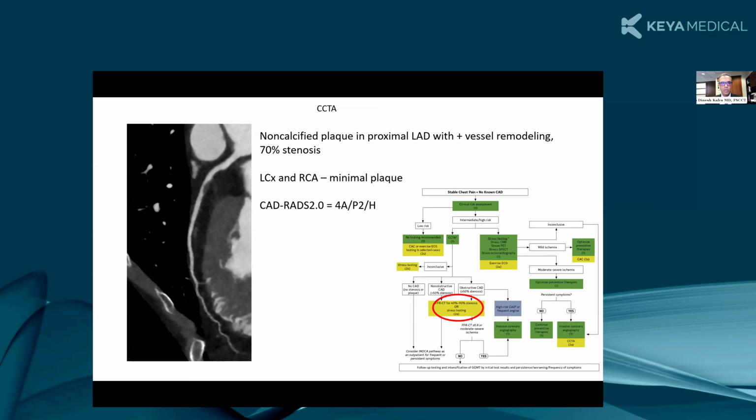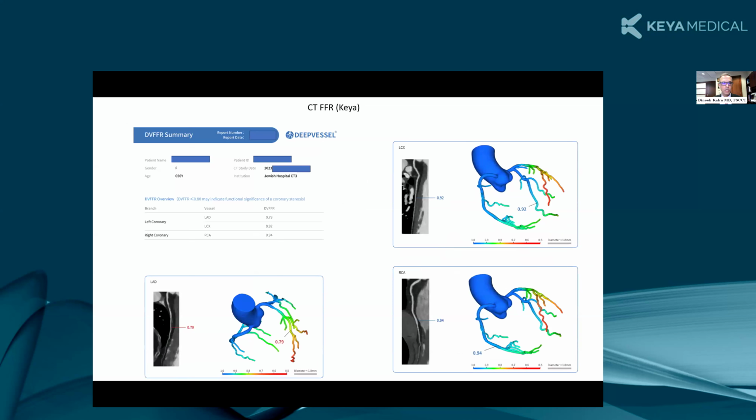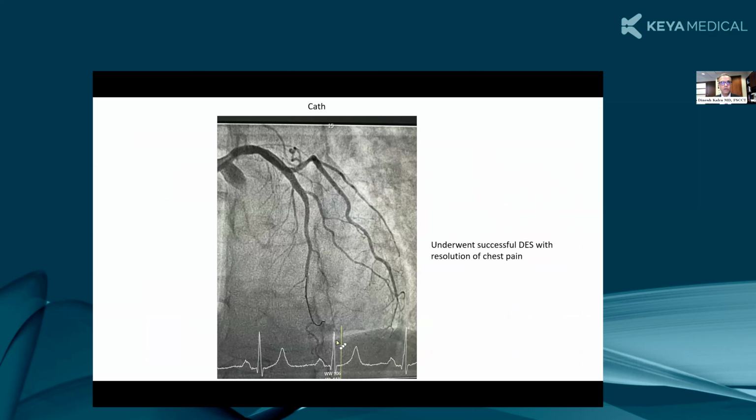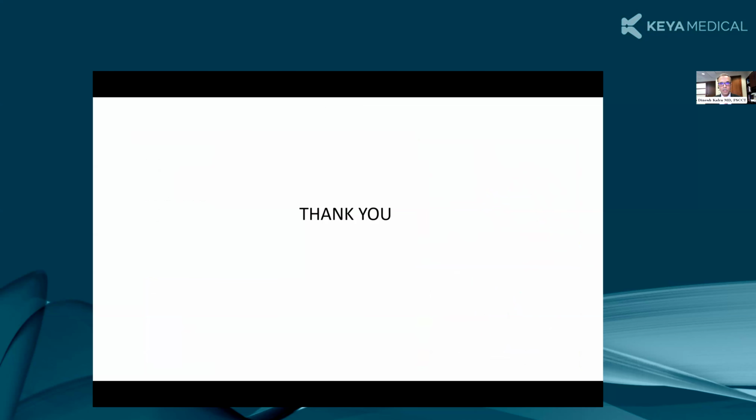We proceeded with FFR in this woman, again using DeepVessel, and 2 centimeters beyond the lesion that we saw, the FFR was 0.79, so borderline. And she proceeded for angiography because she was still having symptoms, and that confirmed on adenosine FFR a similar value as we saw non-invasively, and that was fixed with a stent. So those are the 2 cases I have. I'll stop here and I'll pass this on to Dr. Zadeh, who will now answer your questions.